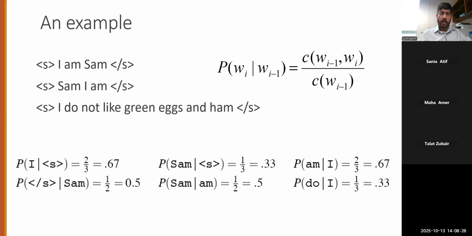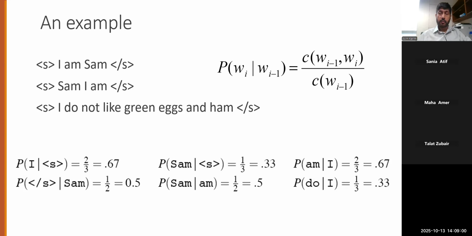So I am Sam. So that's the first sentence. So I am Sam. Sorry, Sam, I am. And then the final is another sentence. So let's say we want to estimate the probability of I given the starting token S. Probability of I given the starting token S.